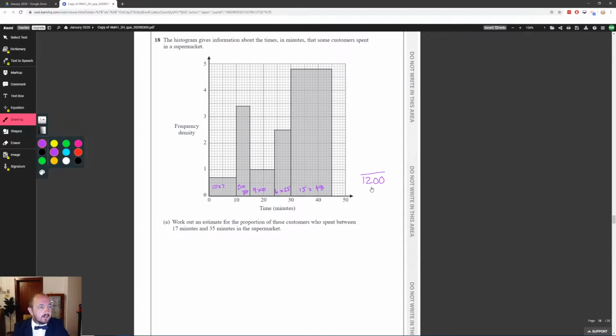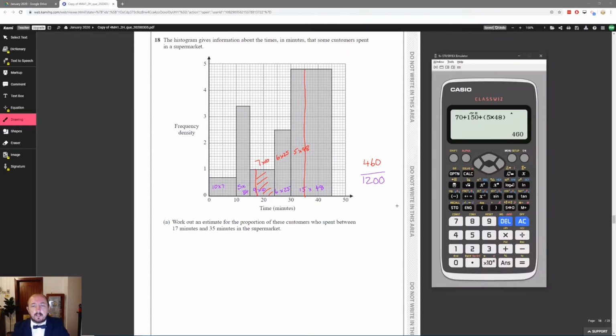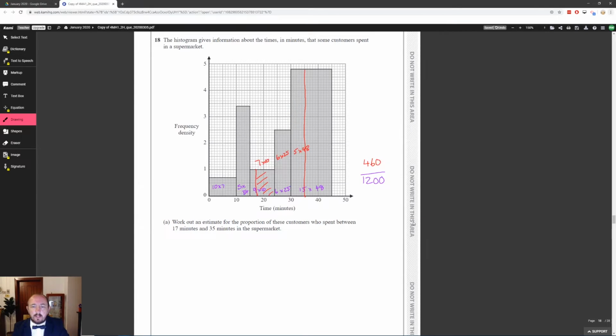So let's just do that in a different color here. Between 17 and 35, there's 15, 17 and 35 is going to be all of these bars here. So this bar here is 7 times 10, we've got 6 times 25, and then we have 5 times 48 here. That gives us a total of 460. So the proportion, the final answer will be 460 over 1200, which is 23/60.